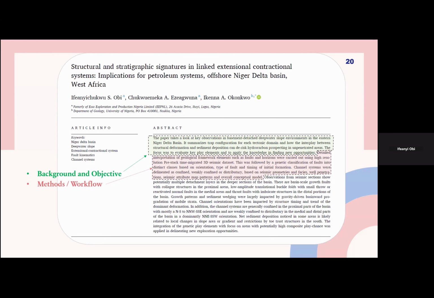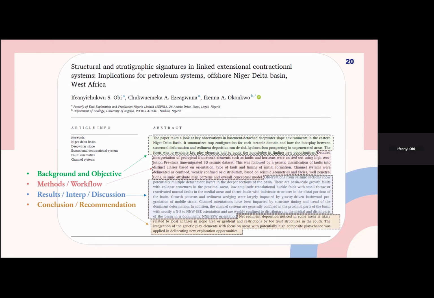Now, the other portion of the work starts talking about results. So observations from the sections show potentially, I've gone into results here. I've gone into interpretations, and also in this very version of the abstract, discussion is also part of it, okay? And then the last part will be, okay, this is what I think overall, and this is what we think overall. Okay, so this is just an example.